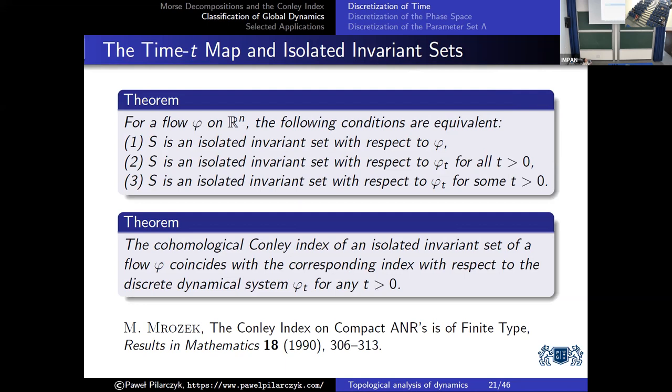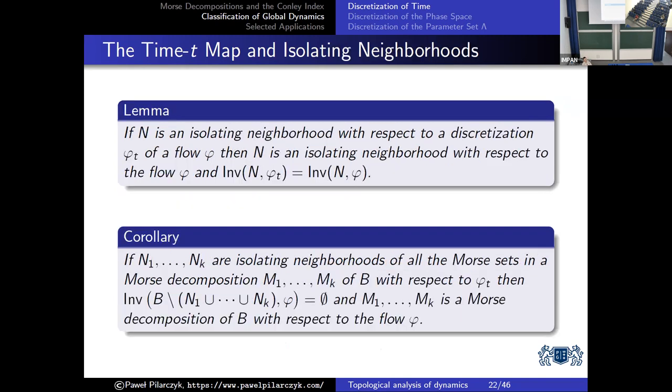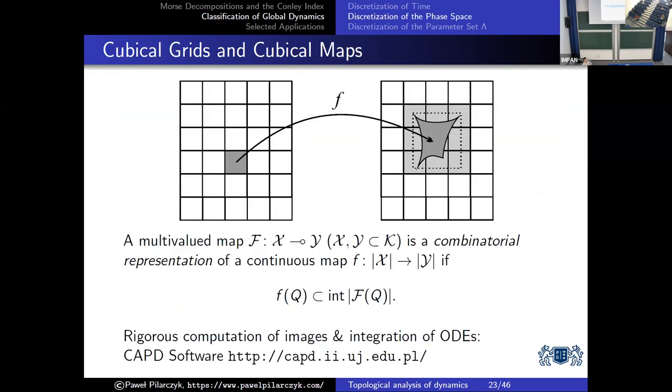In fact, the computations and the algorithms work for dynamical systems with discrete time. But there are theorems that say that if we take a time T map, then we get precisely the correct information for the continuous time dynamical system. In particular, isolated invariant sets that we compute for the time T map are isolated invariant for the flow. The Conley indices are the same. And the Morse decomposition that we obtain is also valid for the flow.